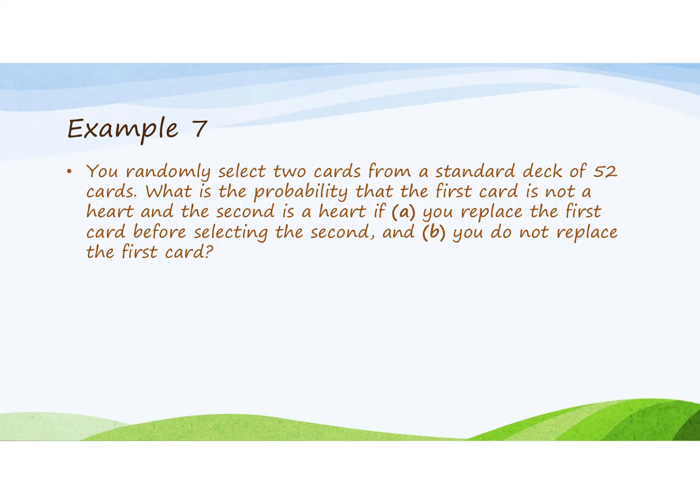Last example says you randomly select 2 cards from a standard deck of 52 cards. What is the probability that the first card is not a heart and the second card is a heart? First, if you replace it, and then second, if you don't replace it. So we're going to do it 2 different ways.